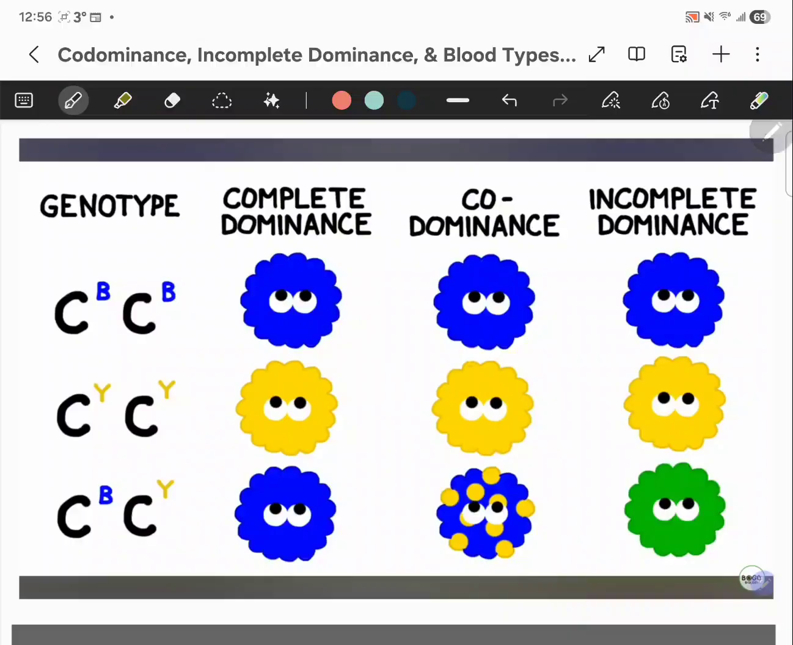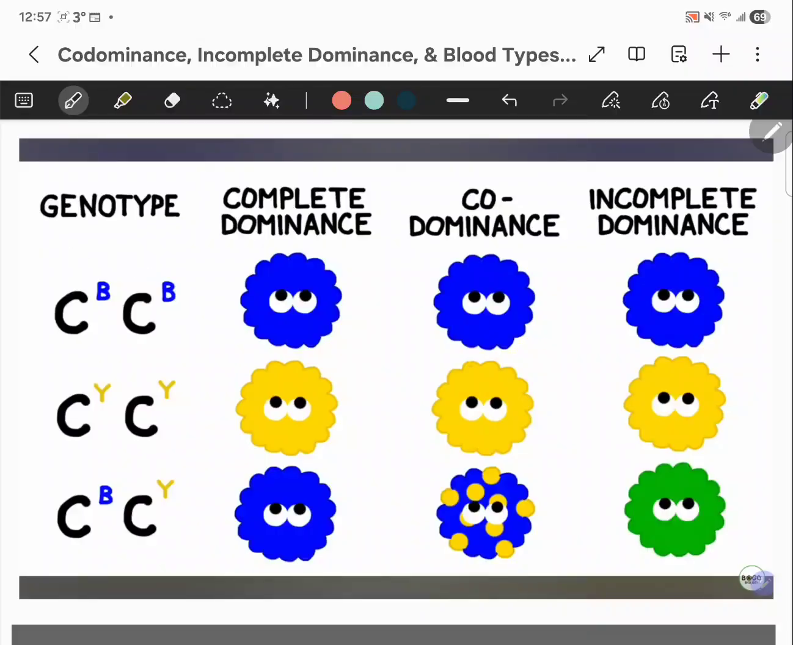Now, where it gets a little bit different is when we get to things like codominance and incomplete dominance. Unfortunately for the study of biology, it's not always so simple. Sometimes there are other traits where two different alleles are equally dominant. Codominance, you can think of like an organization where you have co-presidents. Both presidents are equally in charge. So codominant means that both traits are equally dominant.